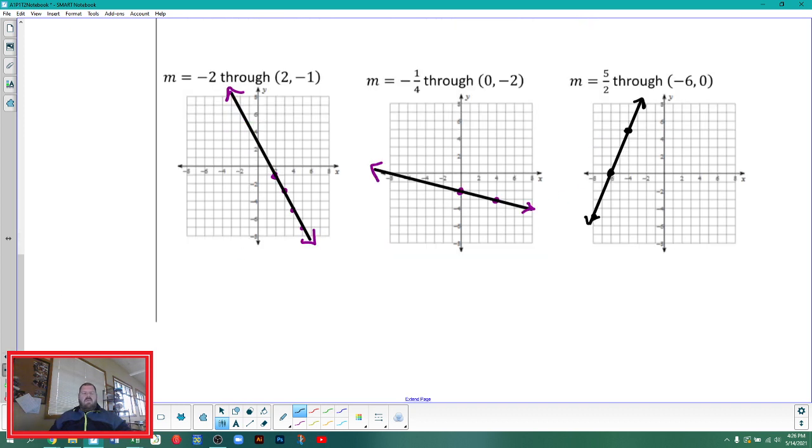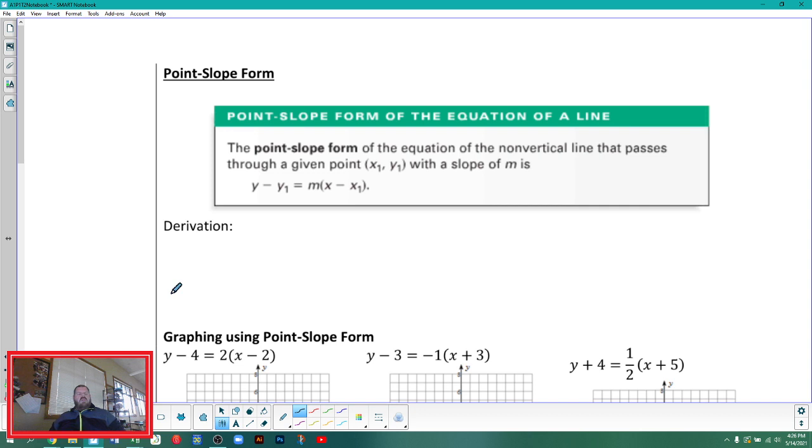Okay. On the back side, we're talking about point slope form. It's an equation of a line, and it says that it's a non-vertical line that passes through a point x1, y1, and a slope of m. Where this comes from is it comes from putting variables into my slope formula, x2 minus x1.